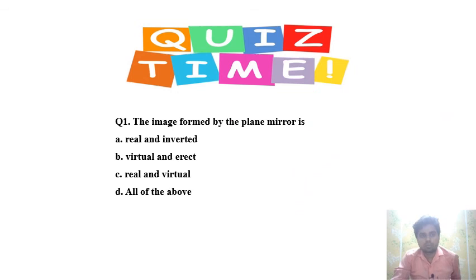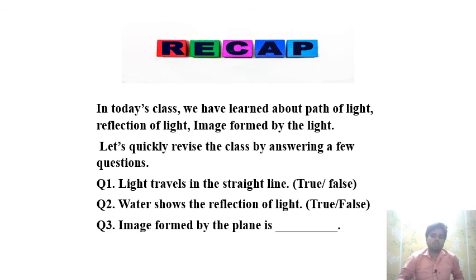Okay students, now it's time for a quiz. The image formed by the plane mirror is, yes students, virtual and erect. Clear students? So now we have studied the path of light, reflection of light, and image formed by light. So you have to tell me the answer. Light travels in a straight line. True or false? Yes, true. What shows the reflection of light? Yes, true. The image formed by a plane mirror is virtual and erect.